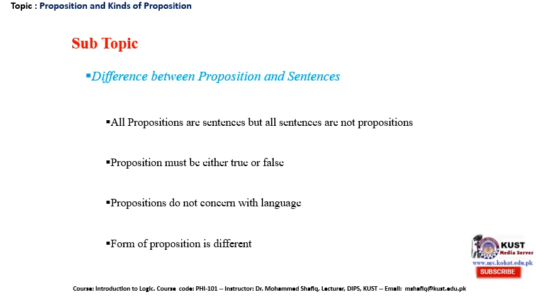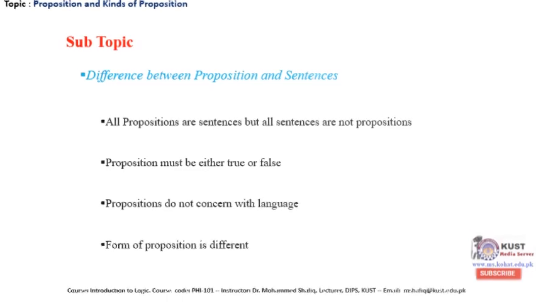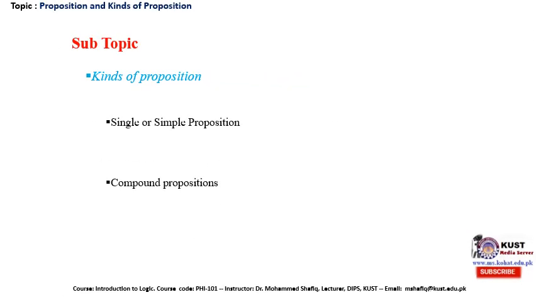Now we'll move on to the kinds of proposition. Generally speaking, there are four main kinds of propositions. The first one is called a single or simple proposition. A single or simple proposition is a proposition which expresses a single judgment or statement rather than multiple judgments or statements.